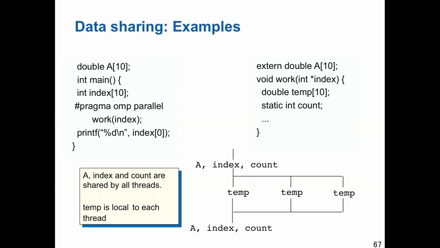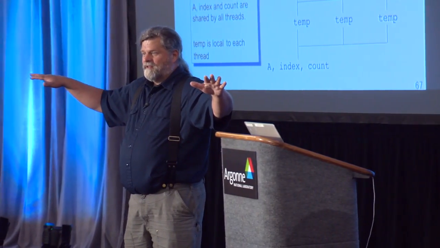Inside that function work, I'm going to pick up the file scope variable for A. I'm going to then take in a command line argument for index. And I'm going to declare an automatic array temp, and then have a static variable int count. All right? So what I want you to do is stare at this code and see why, prior to the parallel region, I got A, index, and count, and they are shared between all the threads. But inside each thread, they have their own copy of temp. And then when we're done, we still have the values of A, index, and count that are visible, but temp goes out of scope and goes away. All right? Head nod?